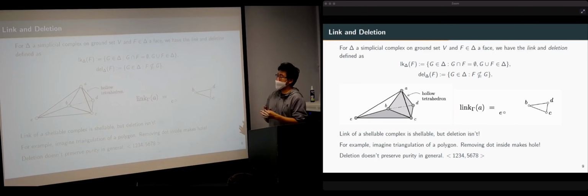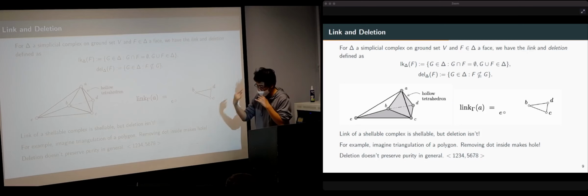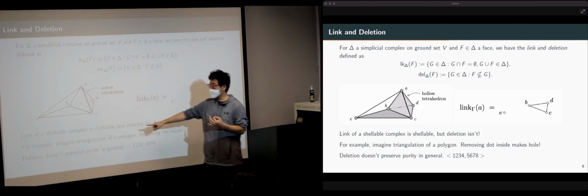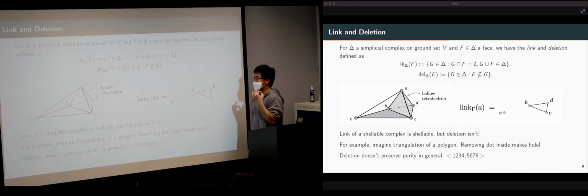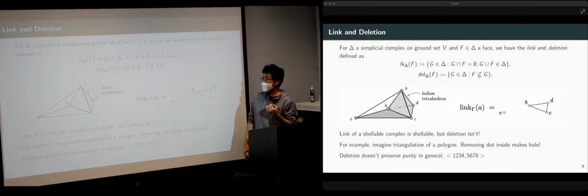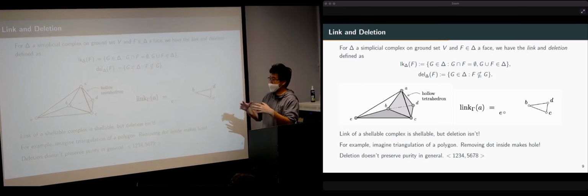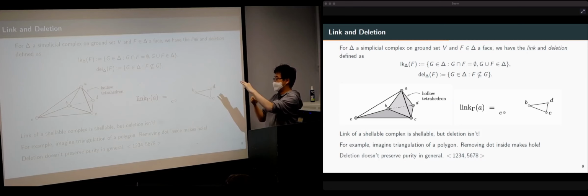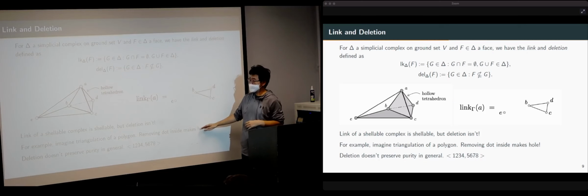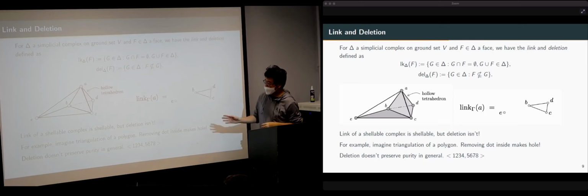So these two operations are put on our main object, which is our shellable complexes. The link of a shellable complex is again shellable. It behaves very nicely. But deletion of a shellable complex usually has nothing to do with shellability. An easy example to see is to imagine a triangulation of a big polygon on a plane with a lot of interior points. Now, if you simply delete the dot inside, then you're going to have a one-dimensional hole inside, and therefore it's not going to be shellable anymore. So deletion usually messes up shellability quite badly.